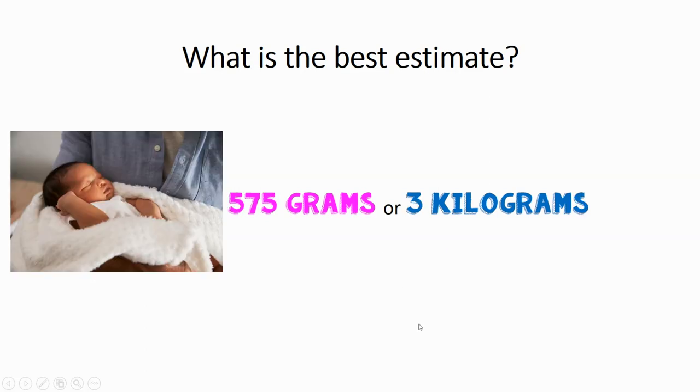All right, try this one. What is the best estimate of a newborn baby? 575 grams or 3 kilograms? And I'm thinking of an average baby that's born, not a baby that's premature or anything, but an average baby. Would it be 575 grams or 3 kilograms? Well, I'm thinking usually babies are born between 6 to 8 pounds. Oh, 1 kilogram is about 2 pounds. I'm thinking 3 kilograms is going to be my best estimate. Oops, and that was a typo. That should say 3 kilograms. That's okay.